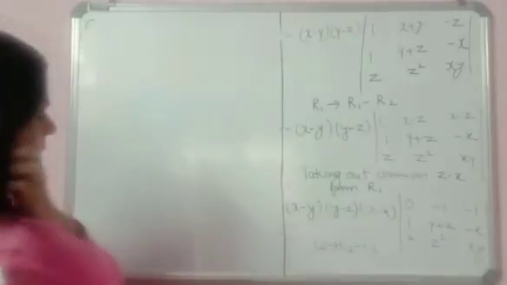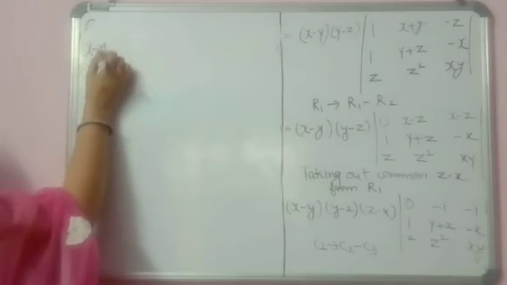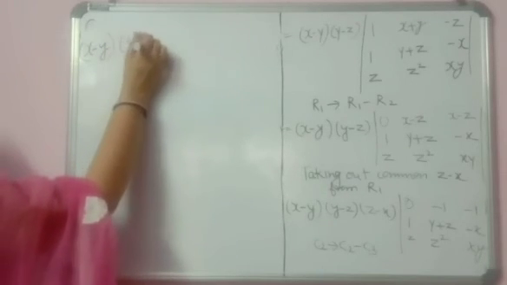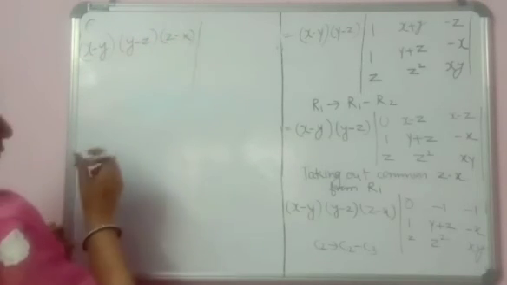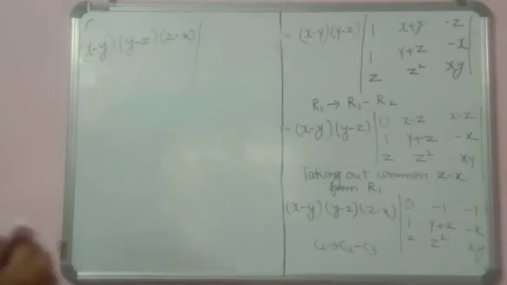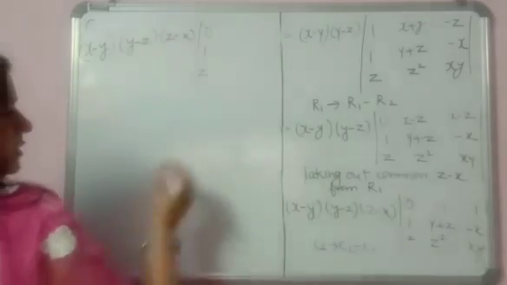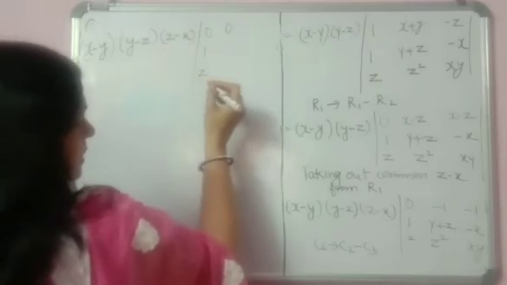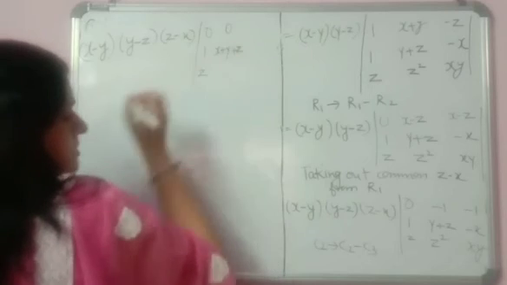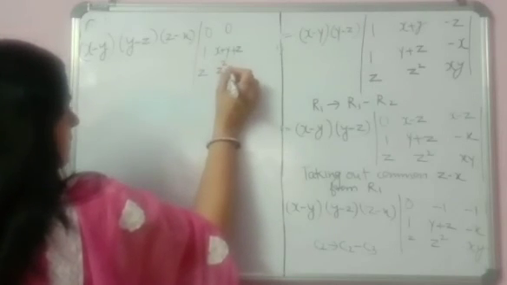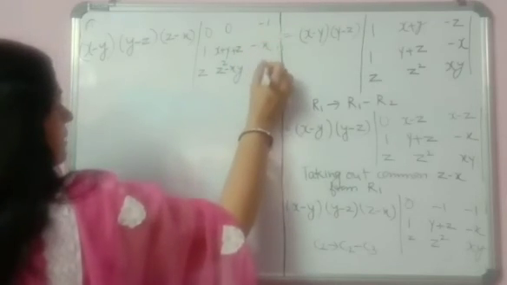So now you are using C2 minus C3. So it is equal to x minus y, y minus z, and z minus x into, then C2 minus C3 means 0, 1, z, then again 0, then x plus y plus z, then z square minus xy, then minus 1, minus x and xy.